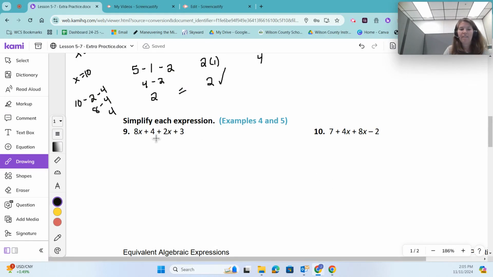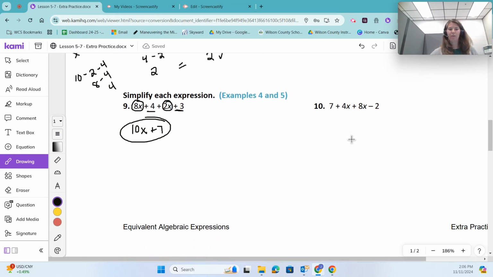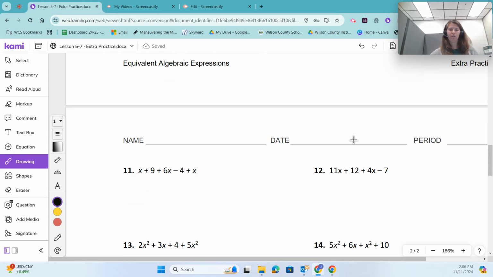Here, they just have you simplifying, which we've practiced at the beginning. Find my like terms. 8x and 2x are like terms. 4 and 3 are both constants, so they are like terms. 8x plus 2x is 10x. 4 plus 3 is 7. And this is our simplified problem there. You can try that one on your own. That is just a review.